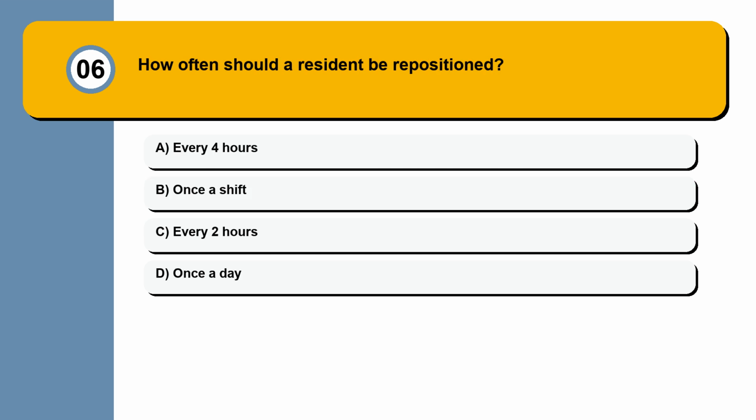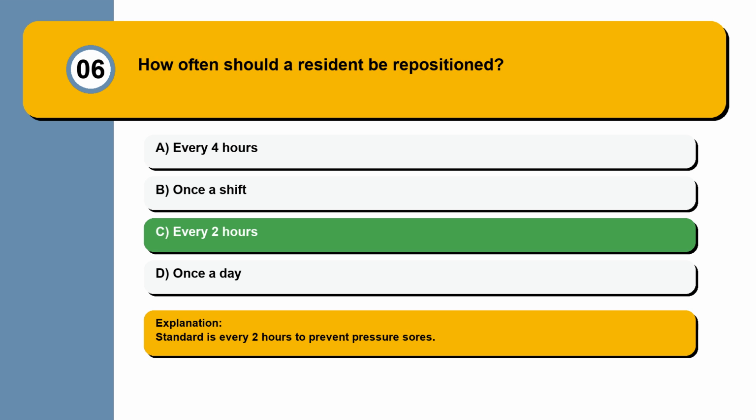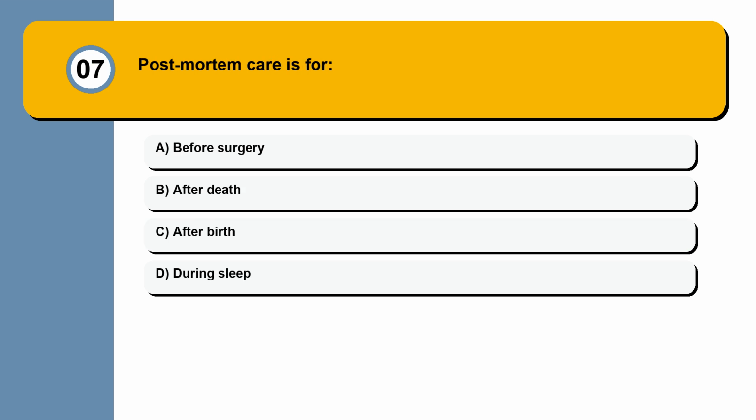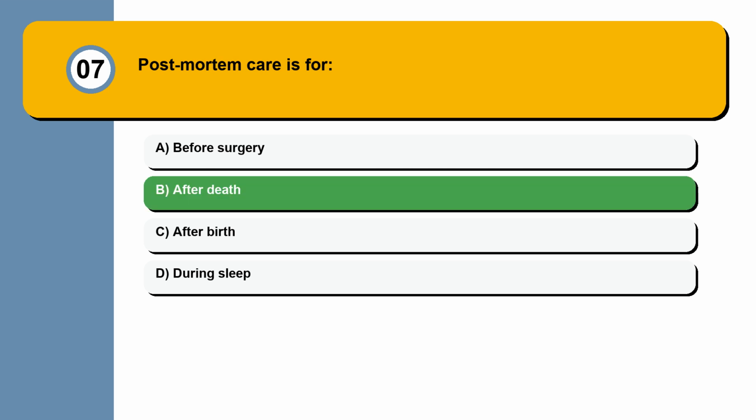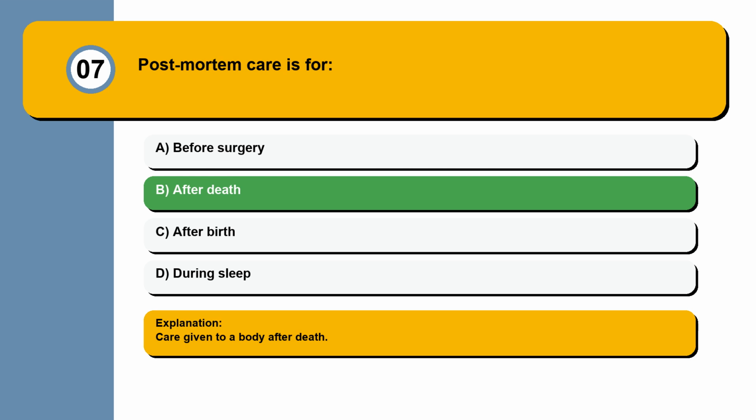Question 6. How often should a resident be repositioned? Every 4 hours. Once a shift. Every 2 hours. Once a day. Standard is every 2 hours to prevent pressure sores. Question 7. Post-mortem care is for before surgery, after death, after birth, during sleep. Care given to a body after death.